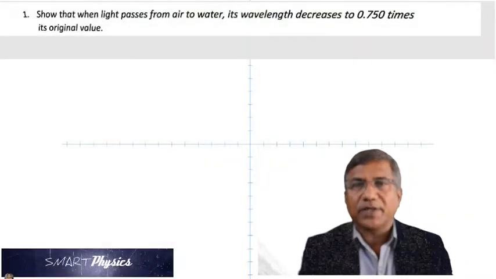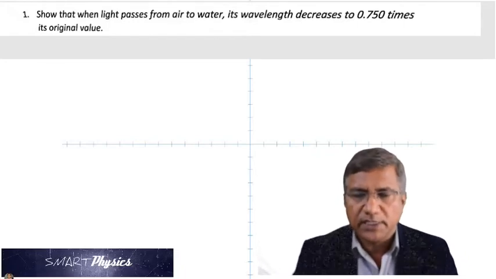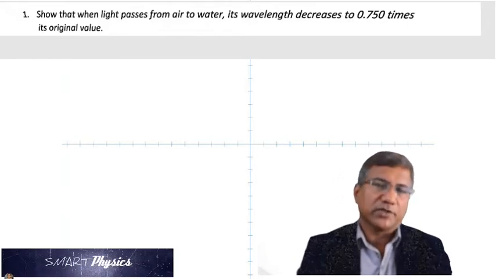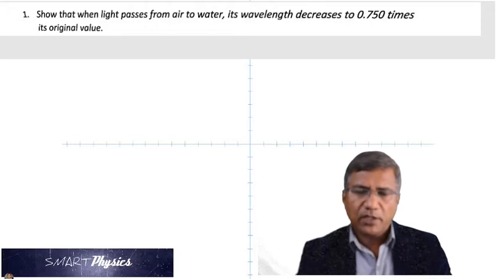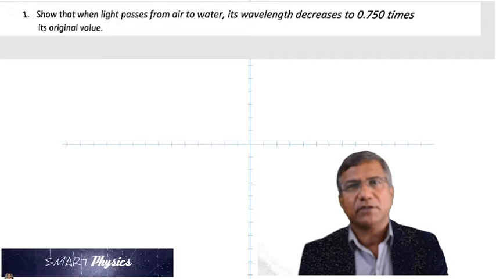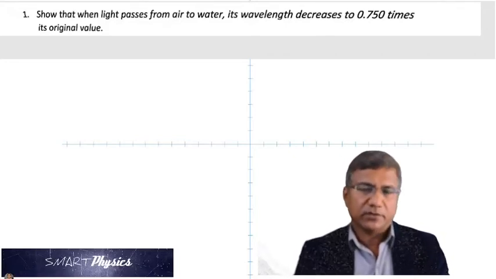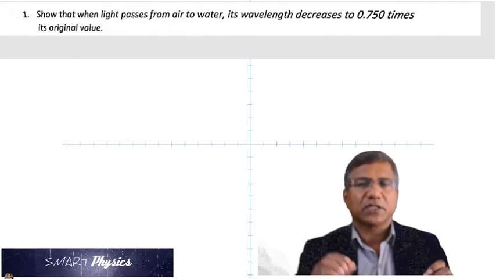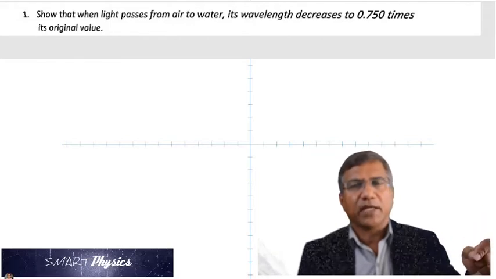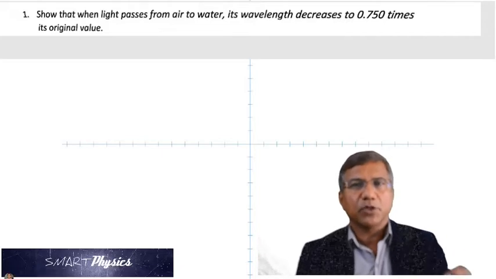So here is the first question that says, show that when light passes from air to water, its wavelength decreases to 0.750 times its original value. Well, does the wavelength of light change when it goes from one material to another? Yes, of course. Does the frequency of light change? Never. Frequency determines the color. So, when blue light passes from air into water, it's never going to become green. It's always going to stay blue.